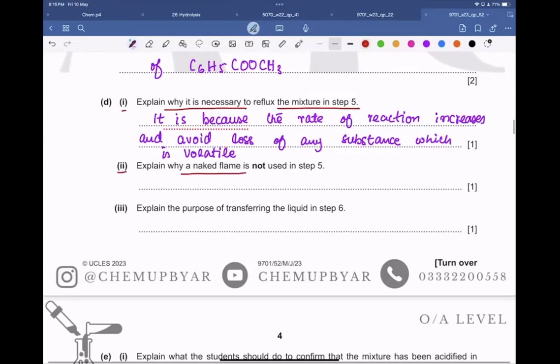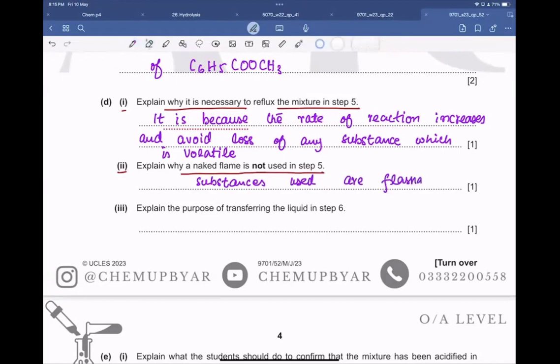2. Explain why a naked flame is not used in step 5. So it's simple. They are organic compounds, so these are flammable substances used. One minute, Abdullah. Till here, is this understandable to all of you?